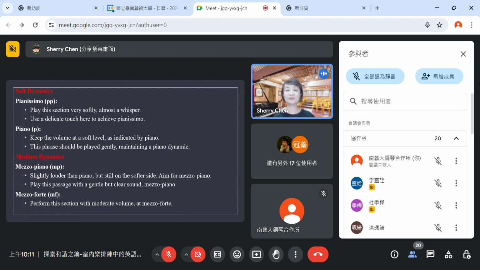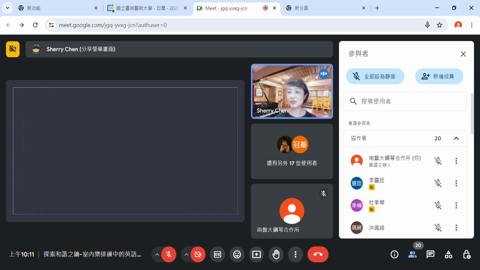Mezzo forte. Perform this section with moderate volume at mezzo forte. Aim for a balanced, medium loud dynamic here, mezzo forte. 所以我们在讲 dynamics 的时候，我们可以用不同的 description 去 describe 那个 dynamic indication.